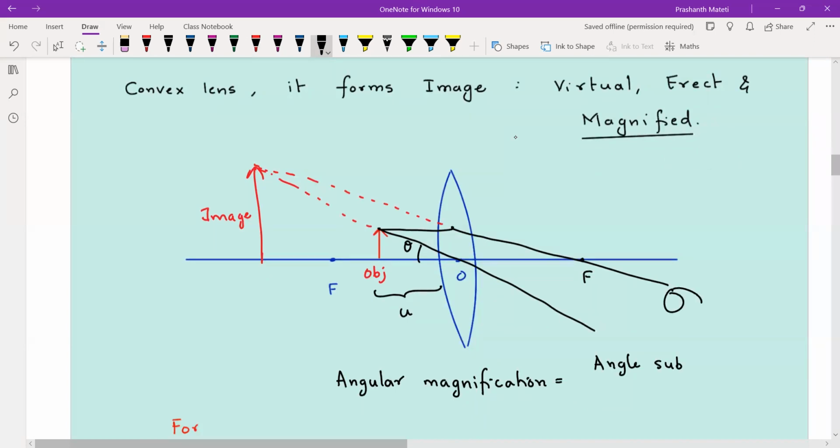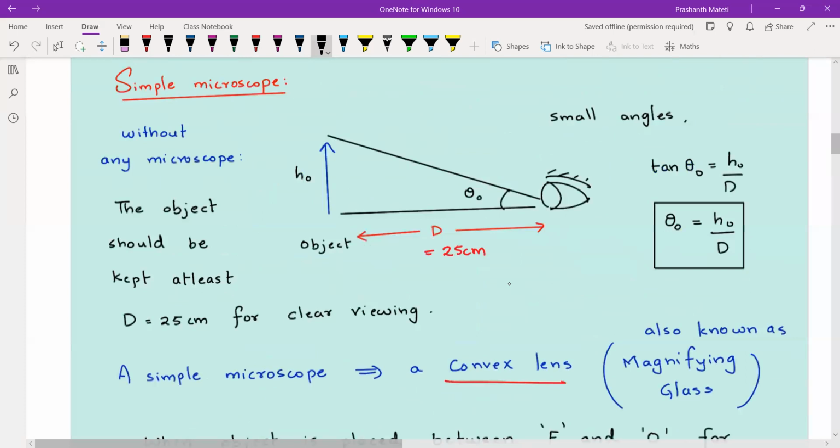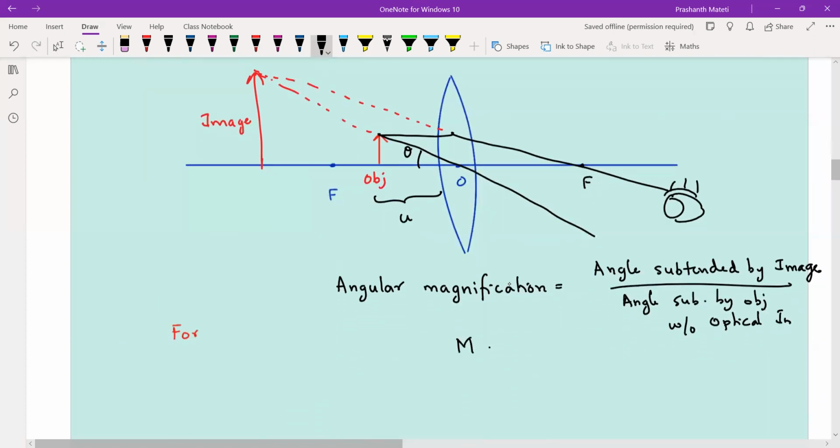For example, if a person is seeing here, what is the angle on the person? These are small angles. So angular magnification is the angle subtended by the image divided by the angle subtended by the object without the optical instrument. Without the optical instrument, the angle subtended is theta naught. So m is equal to theta by theta naught. Understood?